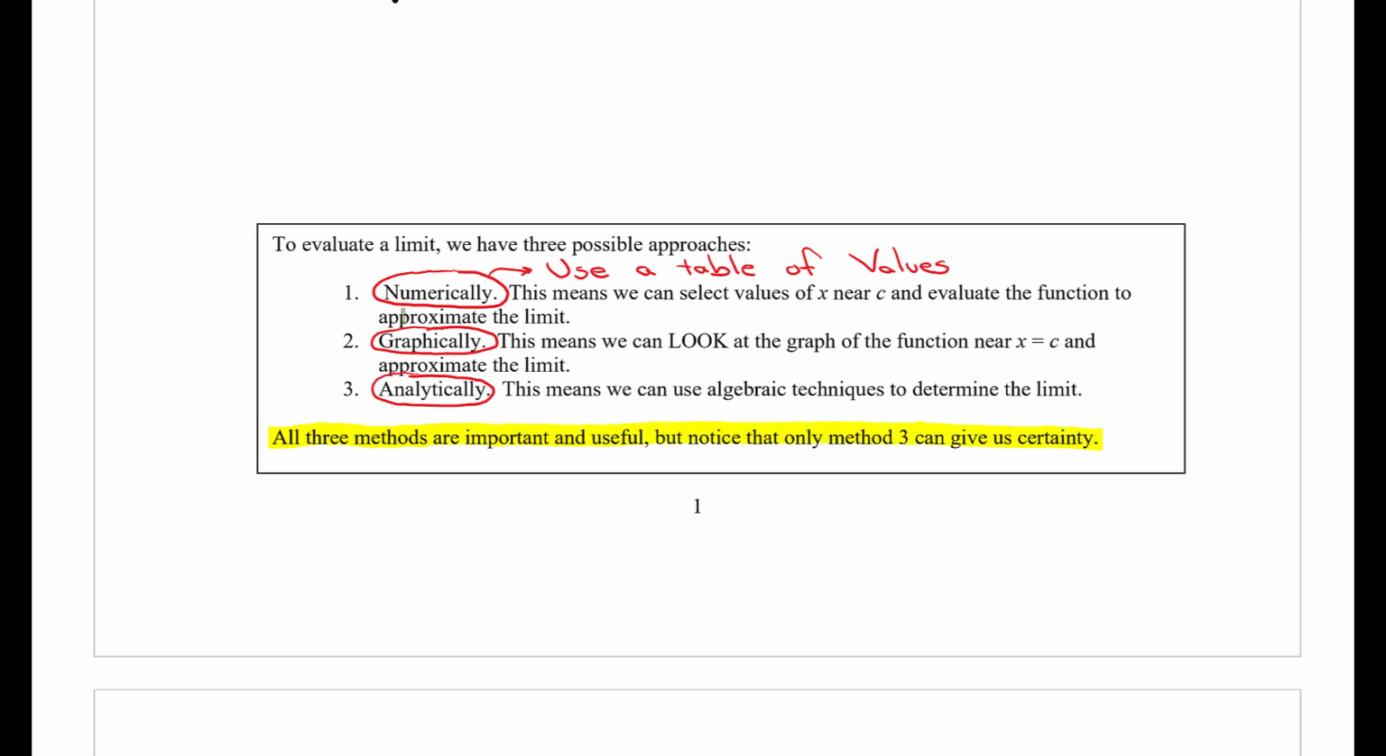I'm going to go ahead and highlight here that all 3 methods are important and useful, but notice that only method 3 can give us certainty. So if you look at number 1 and number 2, those say approximate the limit, whereas number 3 will actually determine the limit. Let's move on to some examples.